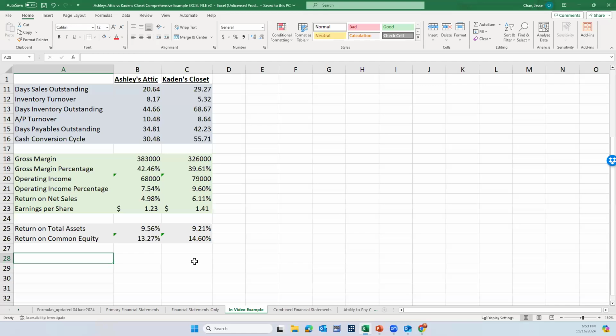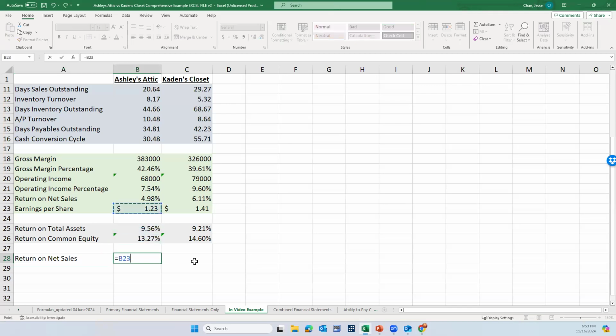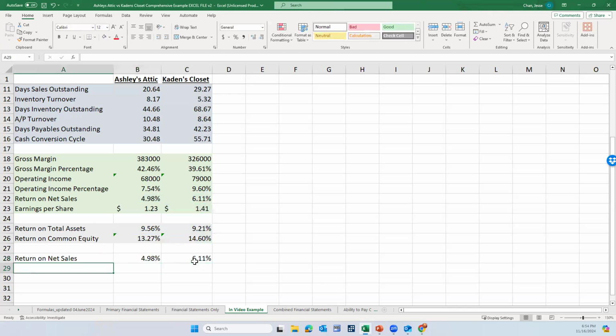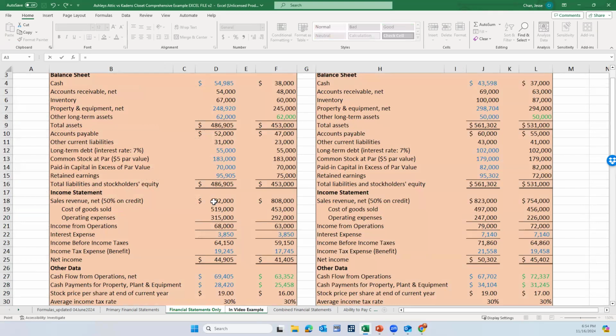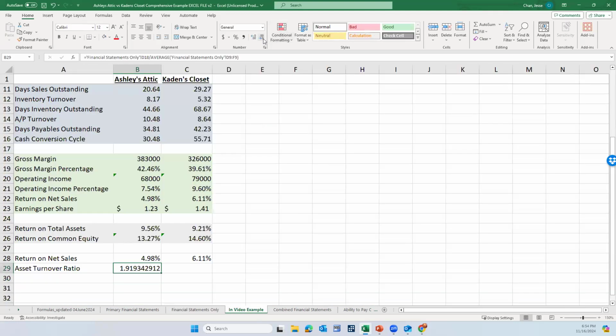So here, return on net sales, we computed this previously, so we can just pull this down from above, from the green section. And next we'll do asset turnover ratio. This ratio is net sales divided by average total assets. So let's take net sales from the income statement. So we have Ashley's Attic net sales, divided by average total assets. So we have total assets here. Okay, so this asset turnover ratio looks like it's about 1.92.